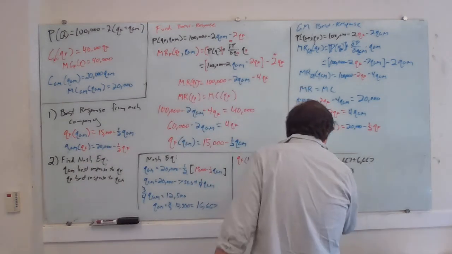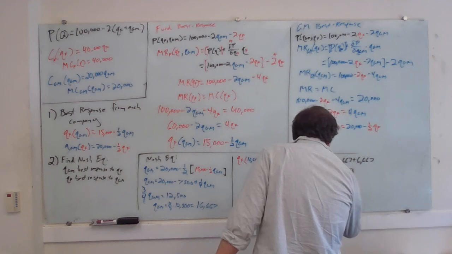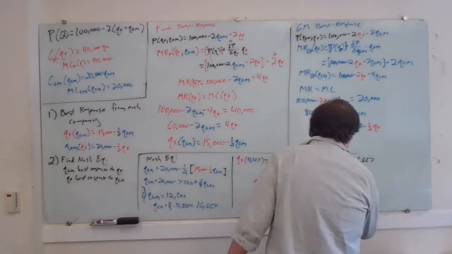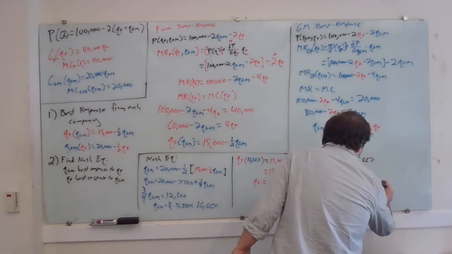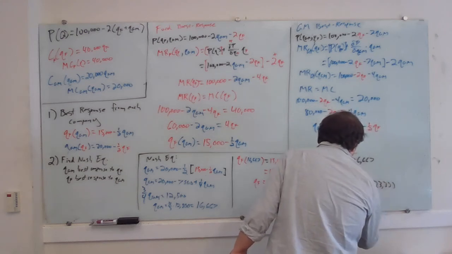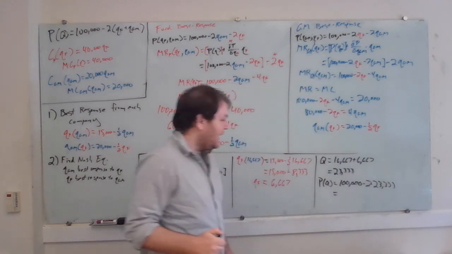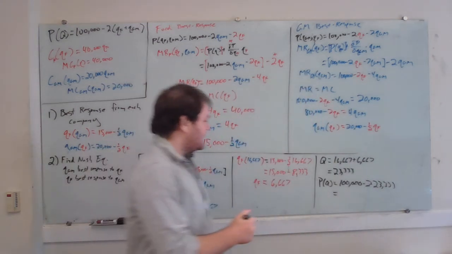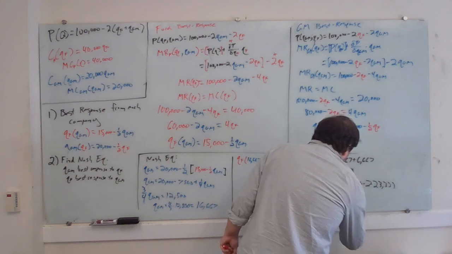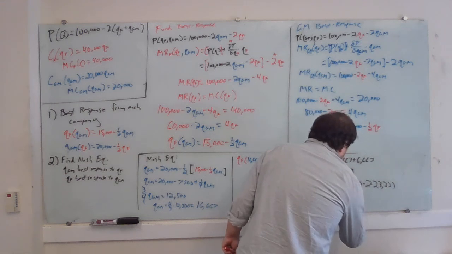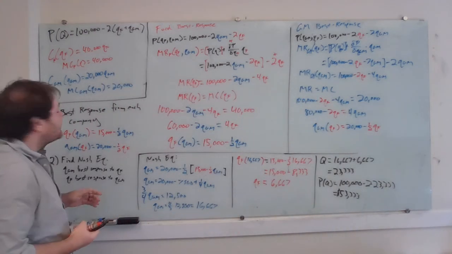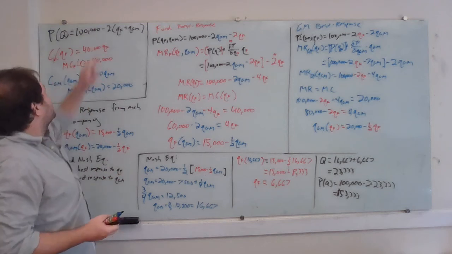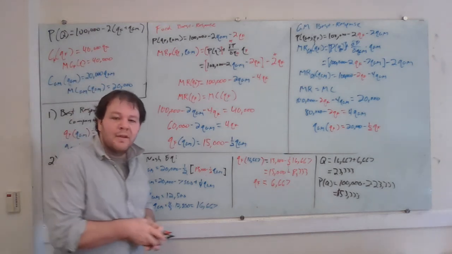The other benefit for consumers is that our price is going to be lower. Our price is going to be 100,000 minus 2 times 23,333. So that's going to be 46,666, so our trucks are going to cost $53,333. Make sense? Whereas if GM was producing by themselves, they would have produced 20,000. The cost of a truck would have been $60,000. Okay, fantastic.